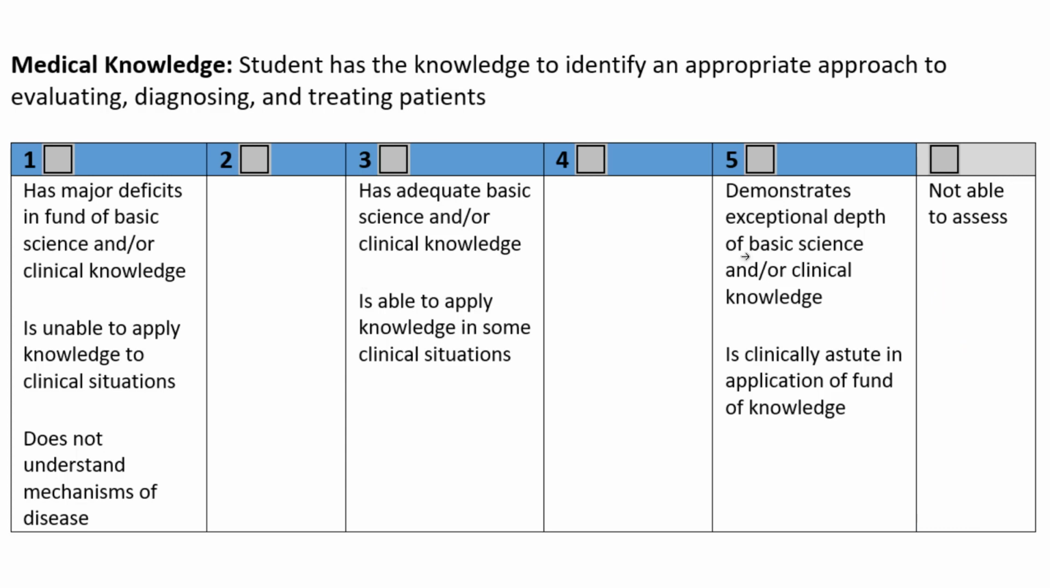So here for medical knowledge, we hope that the majority of our students start clerkships with at least adequate basic science and clinical knowledge, and that they're able to apply knowledge in some clinical situations. That would be a 3. Some students, particularly into the 4th year, like with their sub-internships, will demonstrate a truly exceptional depth of knowledge and be very astute in applying that knowledge. That would be a 5. What if they're somewhere in between? Sometimes a student will have a really exceptional depth of knowledge, but still be working on application, and in that case you would select a 4.